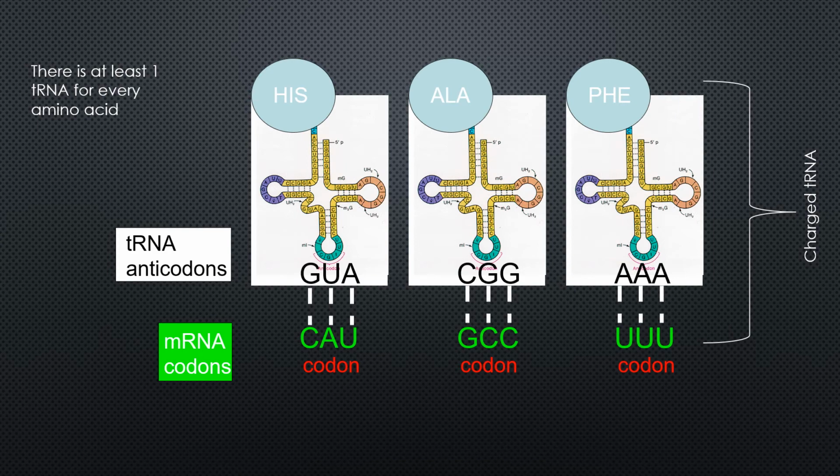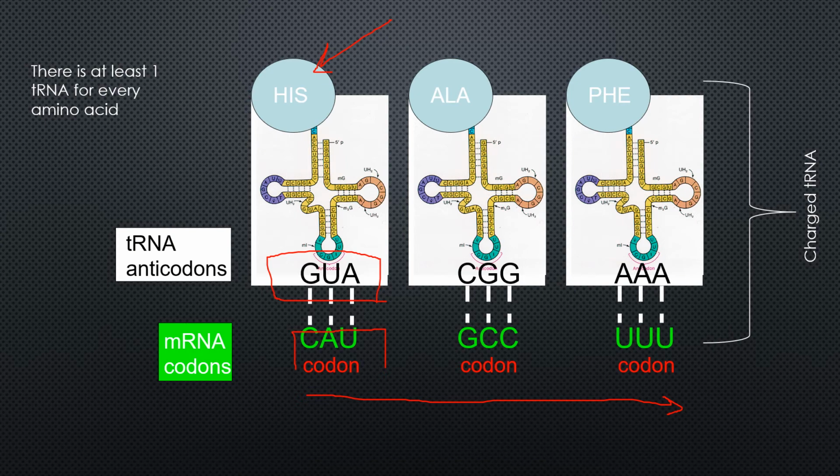Okay, so we said there's at least one tRNA for every amino acid. You can picture that as our codon on our mRNA with our 3 nucleic acids, the anticodons on the tRNA, and then here we have the amino acid that's been attached. And so as we go down the mRNA, we go to each codon and have the tRNA attached.